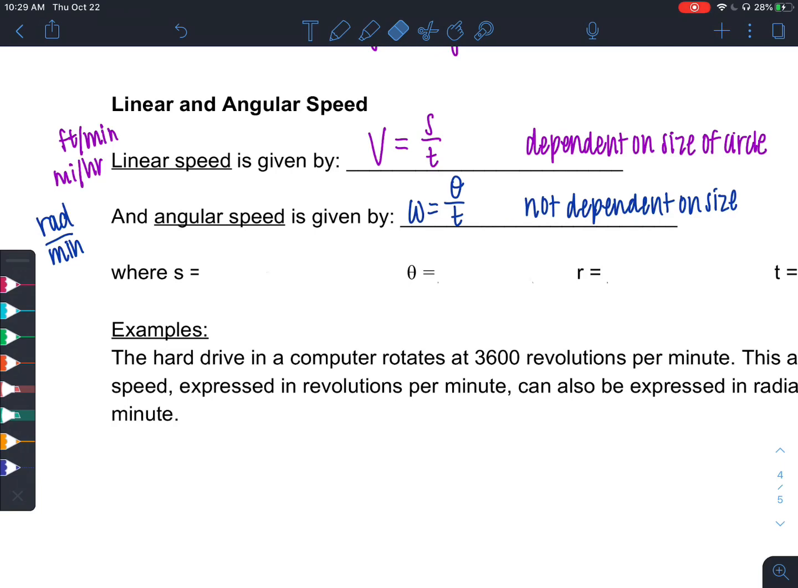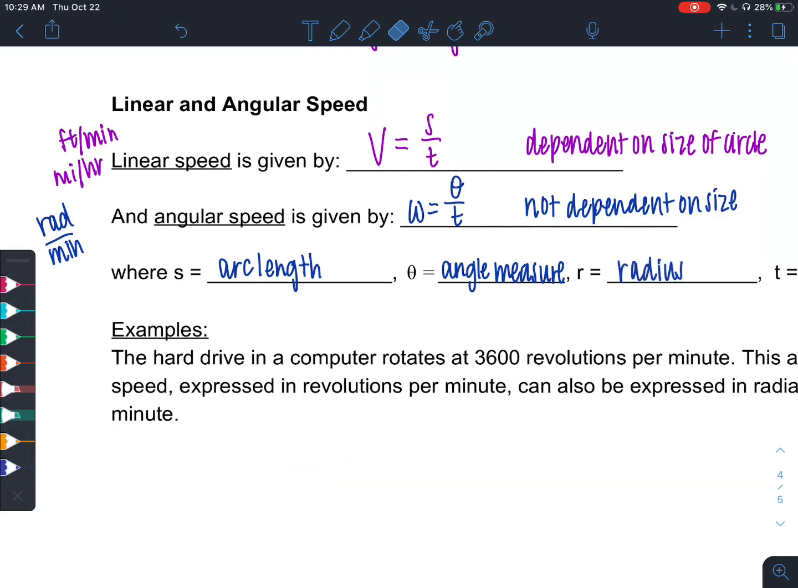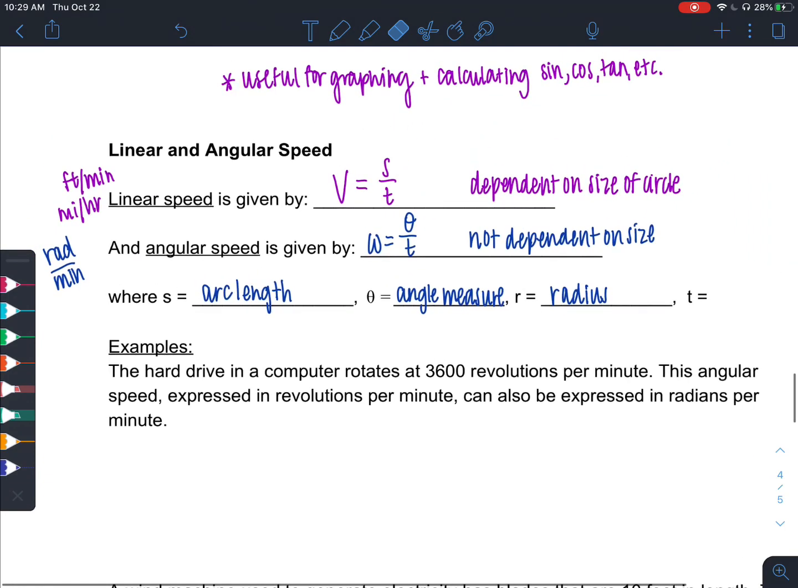All right, S, you should know these from before, is arc length, theta is your angle measure, and R is your radius. Oh, and then obviously T is time. Almost lost that one over there.